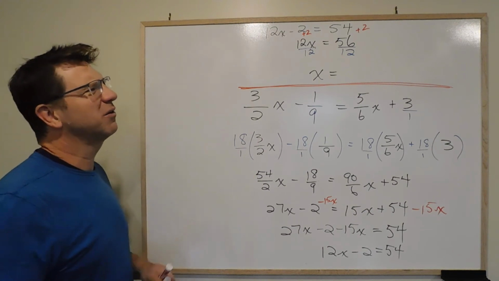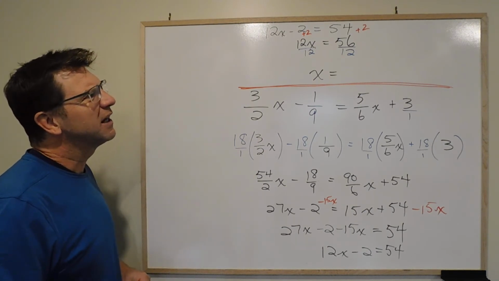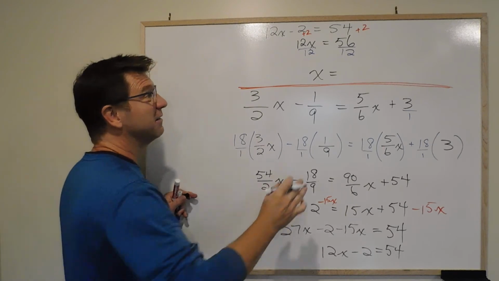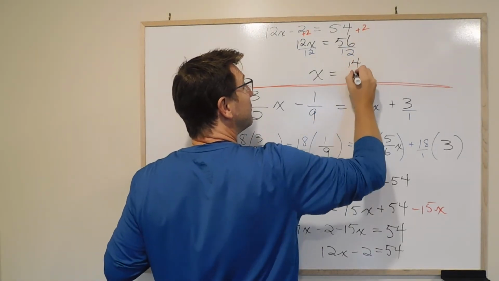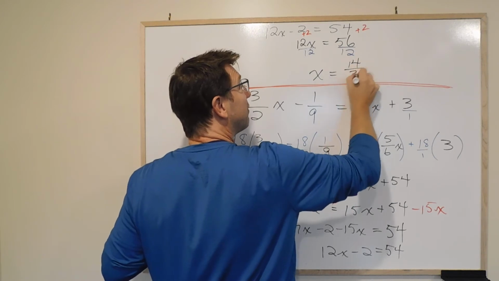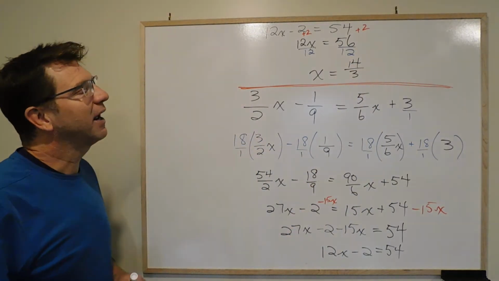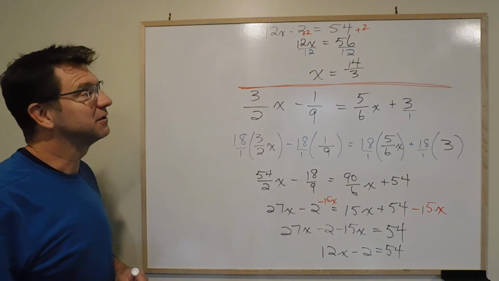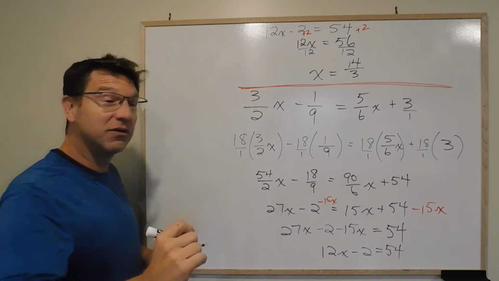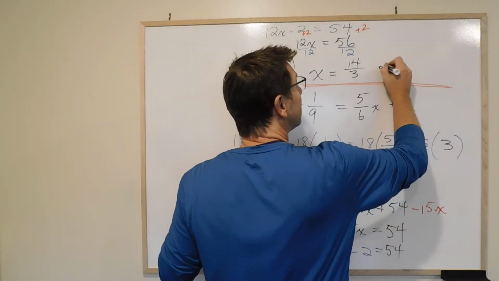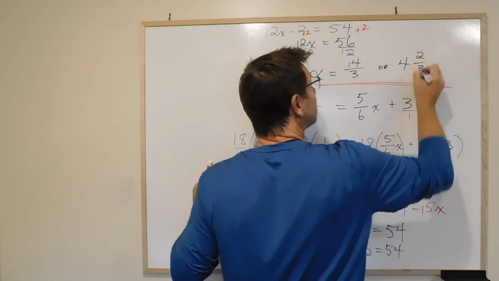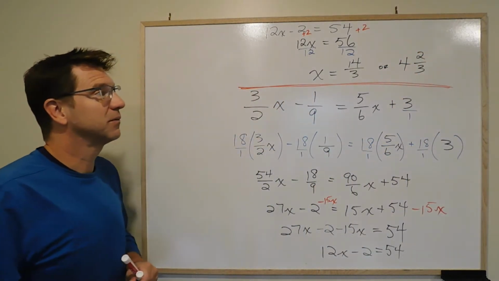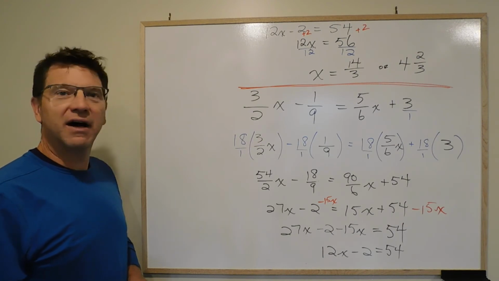I'll say, okay, well, I know 2 goes into it. I think 4 goes into both of them. So 4 goes into 56 14 times, and 4 goes into 12 3 times. So our answer is x equals 14 over 3. For those of you who like mixed numerals, we could write it as 4 and 2/3. Okay.